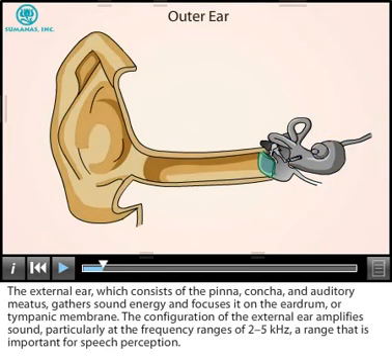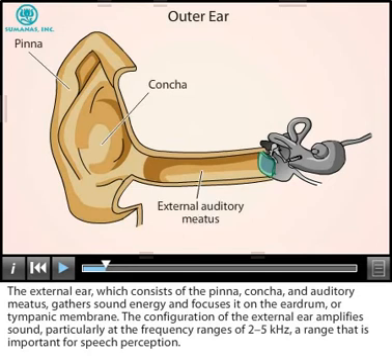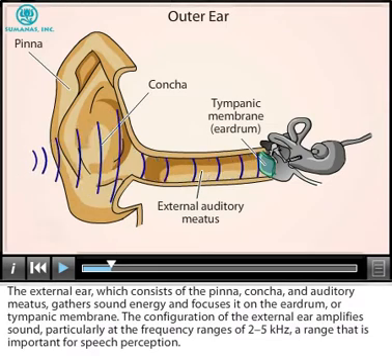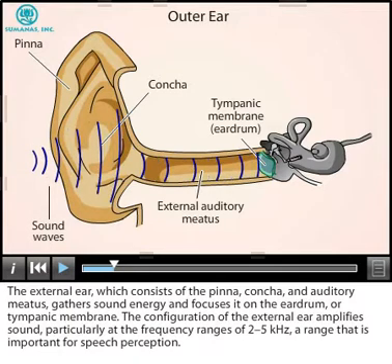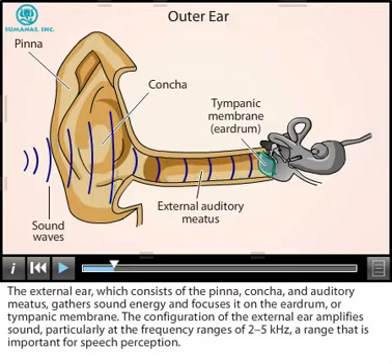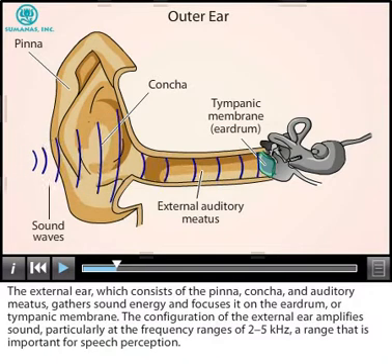The external ear, which consists of the pinna, concha, and auditory meatus, gathers sound energy and focuses it on the eardrum, or tympanic membrane. The configuration of the external ear amplifies sound, particularly at the frequency range of 2 to 5 kHz, a range that is important for speech perception.